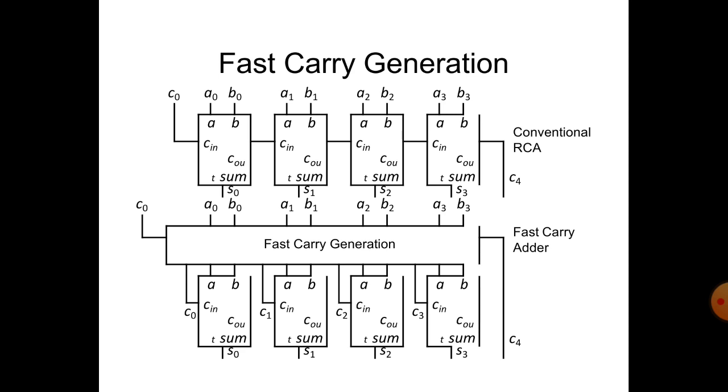We have a four full adder, meaning A0, B0, A1, B1, A2, B2, A3, B3, and C0 is a carry. C in is the carry in, and C out is the carry out. We have a conventional RCA, a ripple carry adder, and for fast carry generation we have a four half adder circuit and a fast carry adder.